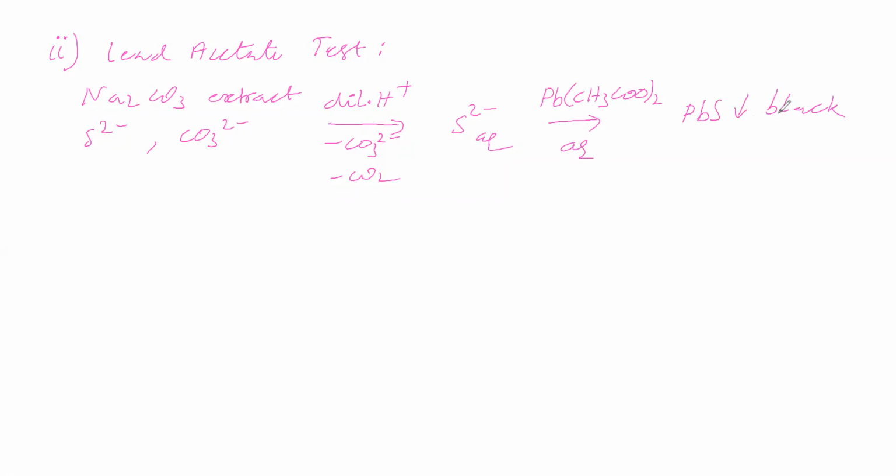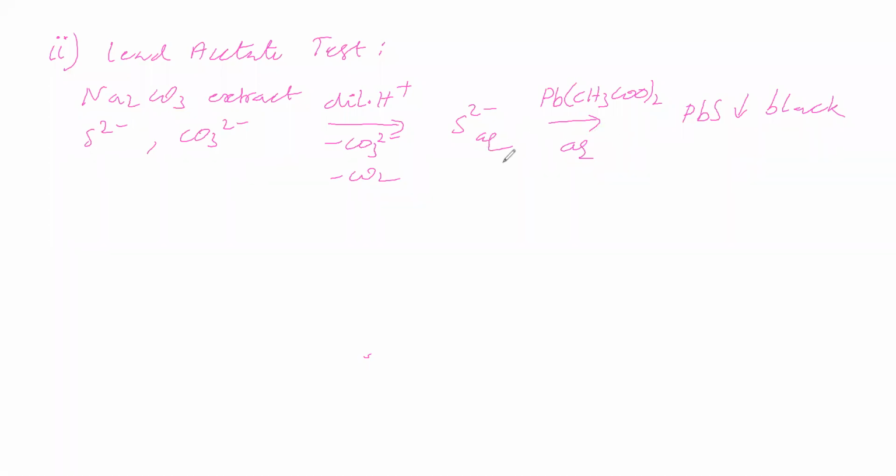Now we will see why we remove carbonate. If you do not remove carbonate, what will happen? This carbonate will combine with lead and give lead carbonate. Lead carbonate is insoluble in water, so that also will be precipitated. Of course, that is white, but even then it is precipitating, so we will get confusion. Therefore, we remove carbonate as carbon dioxide, and then proceed with the sulfide test.